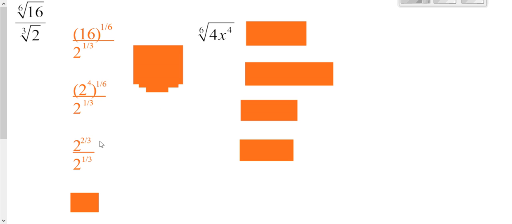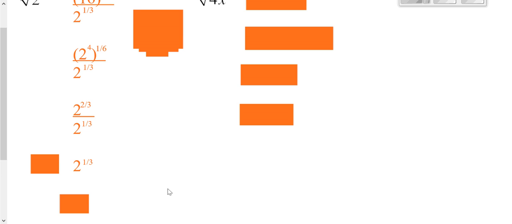So now we have 2 to the power on top over 2 to the power on the bottom. Which one has more 2's? You should realize the top has a 1/3 more. Or you could just subtract your exponents, which is a 1/3, and you get this. Now, we did not start out with fractional exponents. We started out with roots. So you're going to want to leave your answer with roots.